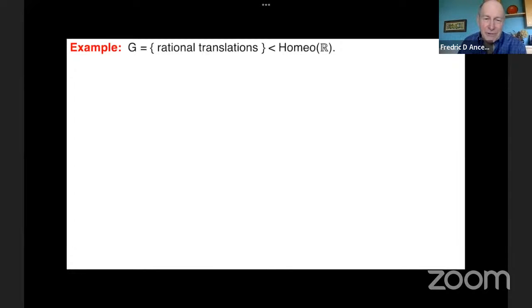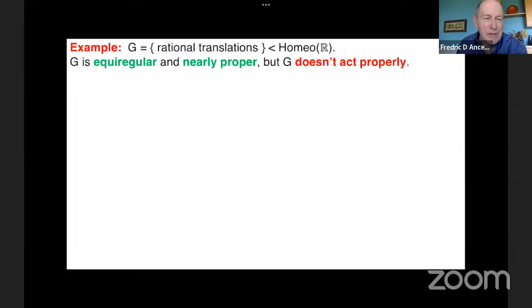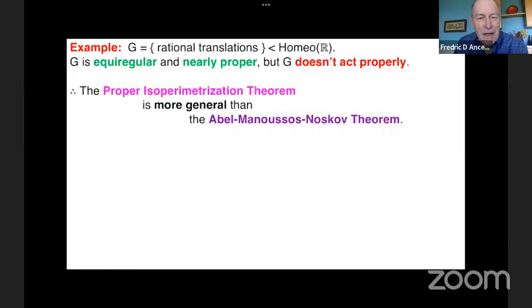Okay, and then just to show you that there's a difference, a very simple example: if you consider rational translations of the real line, so that's a group of homeomorphisms, then that group is equiregular and nearly proper, but it doesn't satisfy the properness condition in the theorem of Abels, Manoussos, and Noskov. So there's something new in what I did.